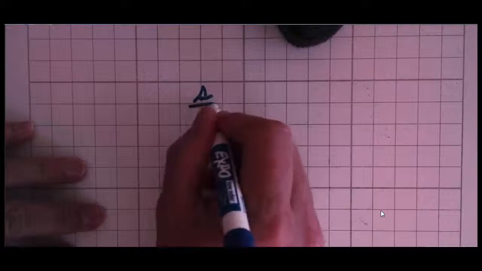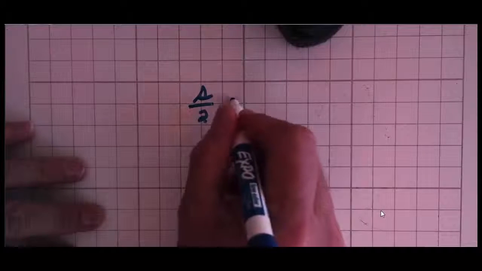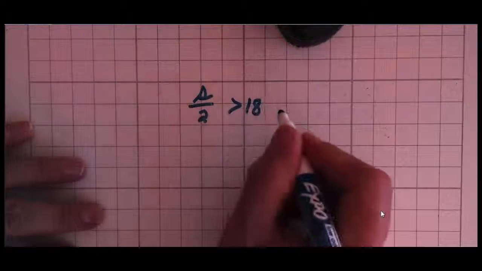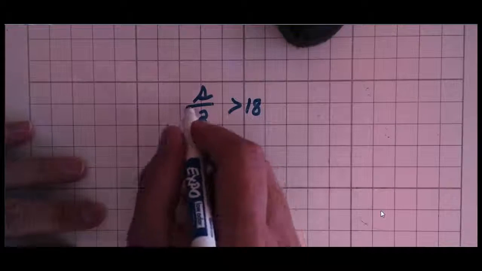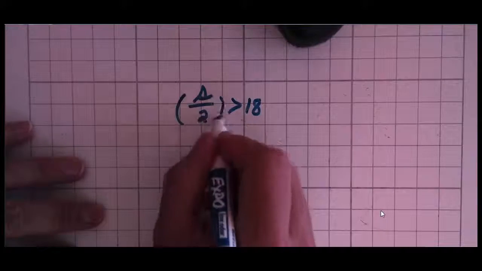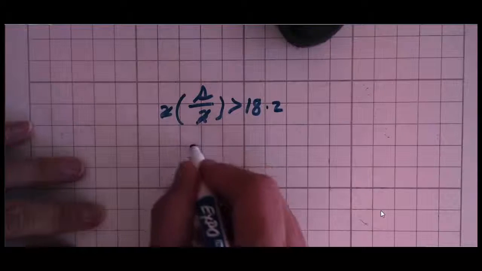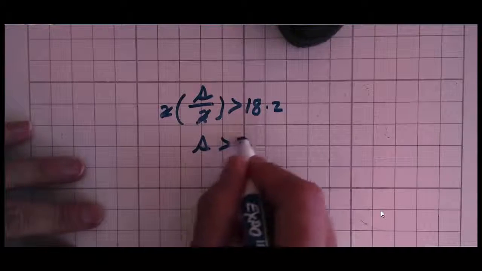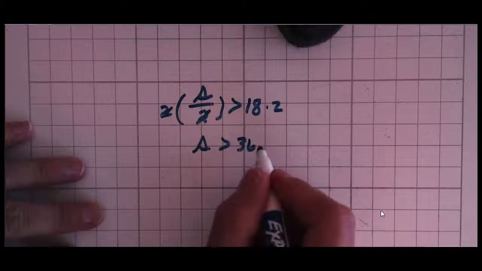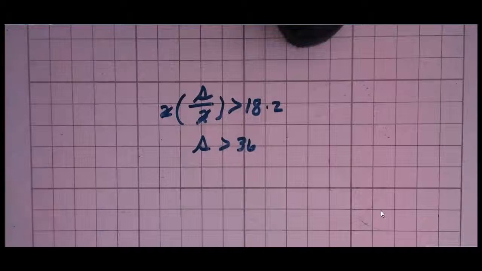2 more examples. s/2 > 18. Pretend like that's an equal sign. If it was an equal sign, you would multiply both sides by 2 to get the s by itself, and you'd find out that s > 36. Ask yourself if you've multiplied or divided by a negative number. And if the answer is no, you leave the inequality exactly the way it is.